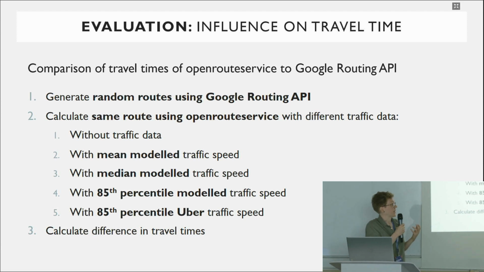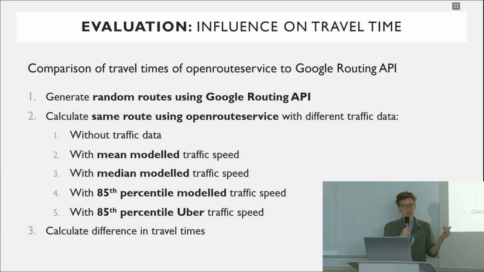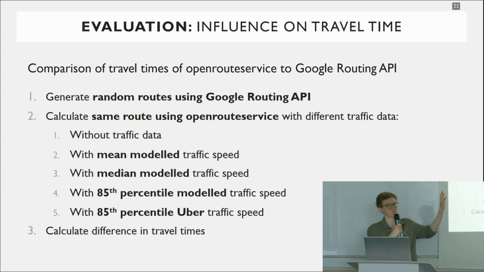We basically compared it to the Google Routing API, because they obviously have the best data at the moment. They don't publish it. But what we did was we created random routes using the Google Routing API, and then tried to reproduce the same route using OpenRouteService.